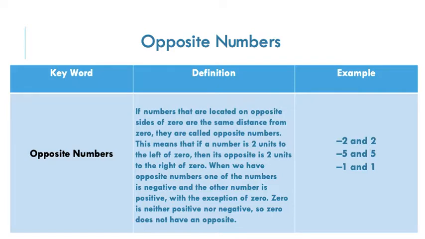When we have opposite numbers, one of the numbers is negative and the other number is positive, with the exception of 0. 0 is neither positive nor negative, so 0 does not have an opposite. So some examples of opposites are negative 2 and 2, negative 5 and 5, and negative 1 and 1.